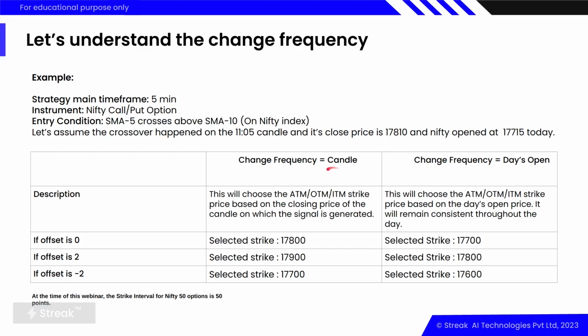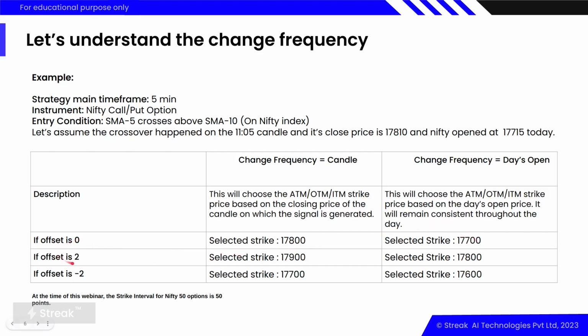But let's say instead of candle, I had selected day's open price. So now my at the money strike will be selected based on the day's open price. Day's open price was 17,715. So my strike will be 17,700.